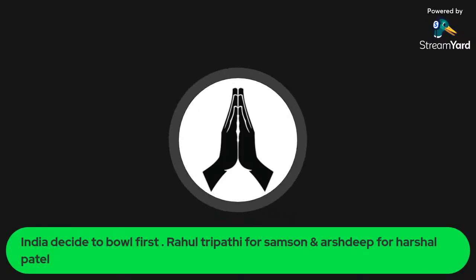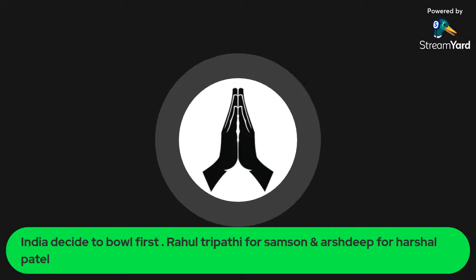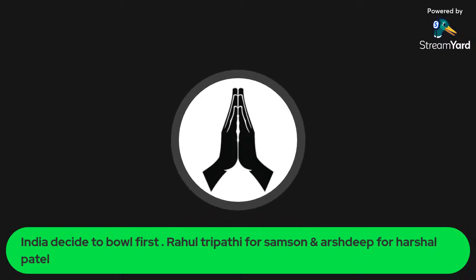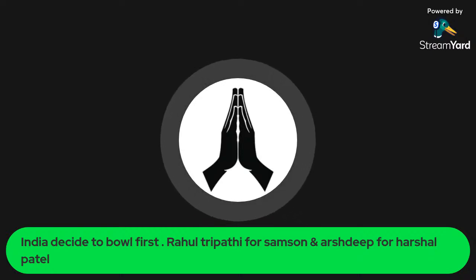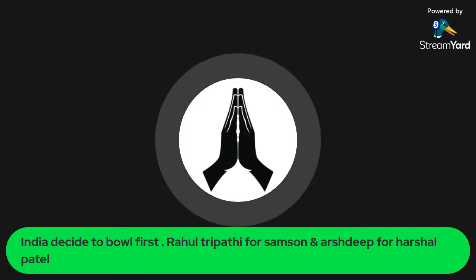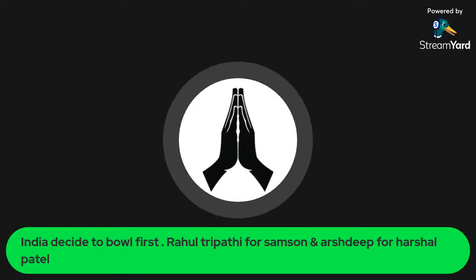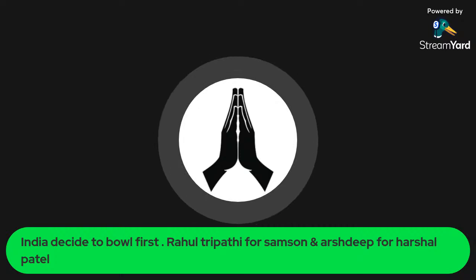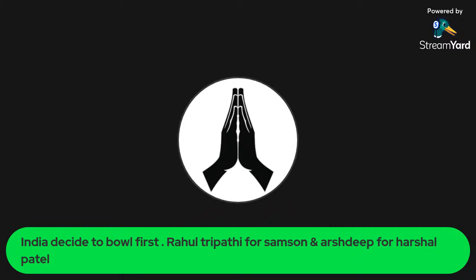The amount of experience he has gained by bowling in the power play during IPL is being paid off now. Good, brilliant over from Akshar Patel, most economical bowler so far for India.